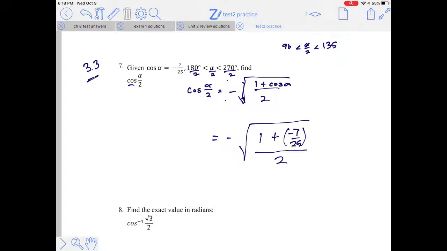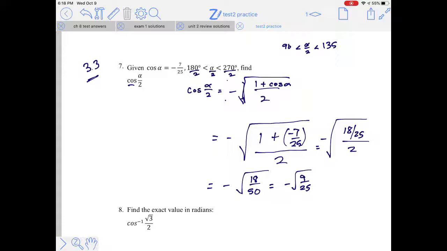We just need to turn this into something decent looking. 25 over 25. 1 is 25 over 25. 25 minus 7 is 18. So this is 18/25. And then 18/25 divided by 2 is 18/50, which is 9/25. Ooh, this works out perfect. They're both perfect squares. How do you like that?